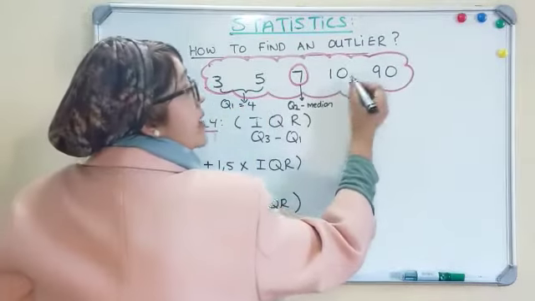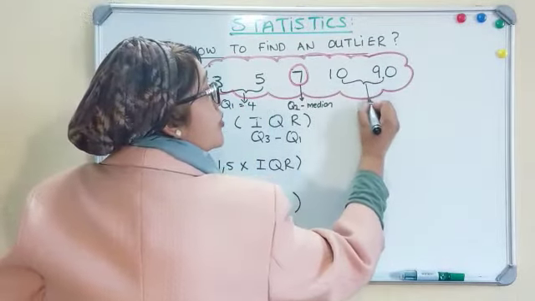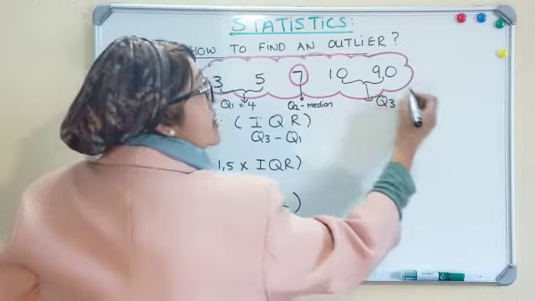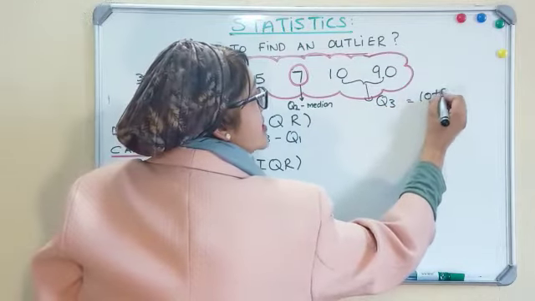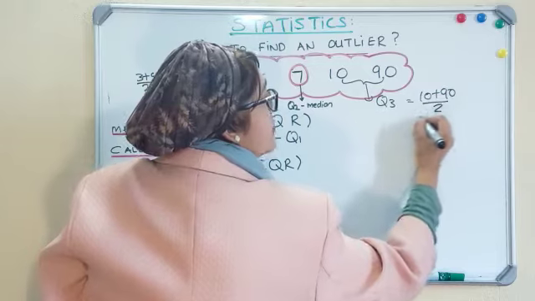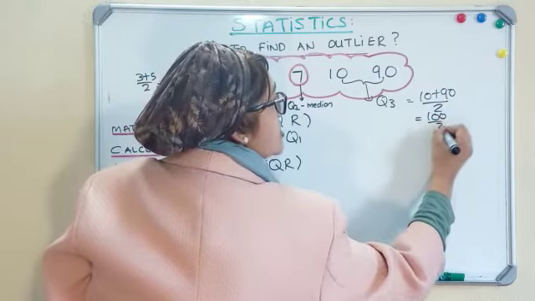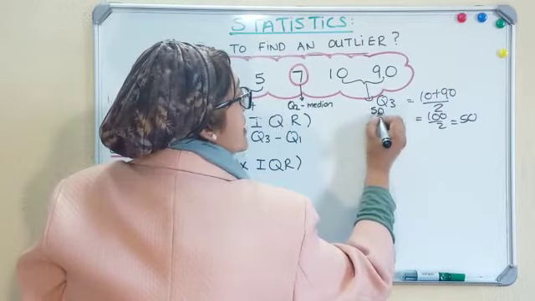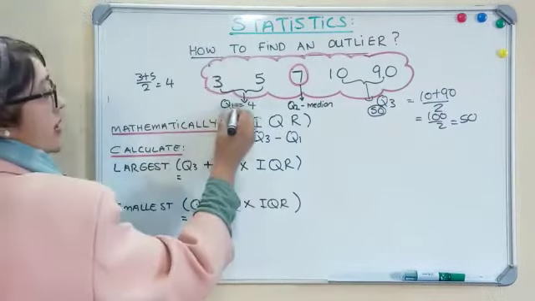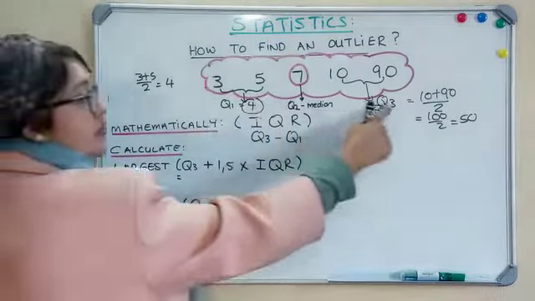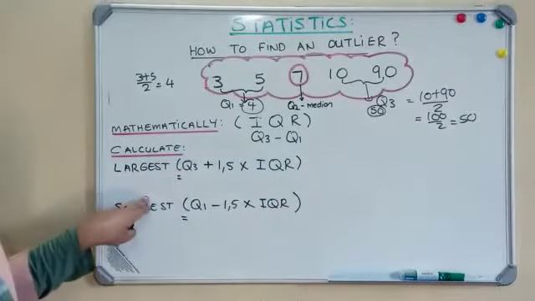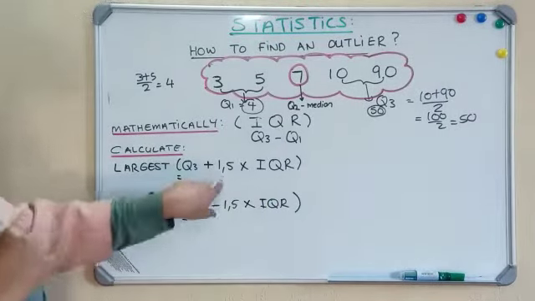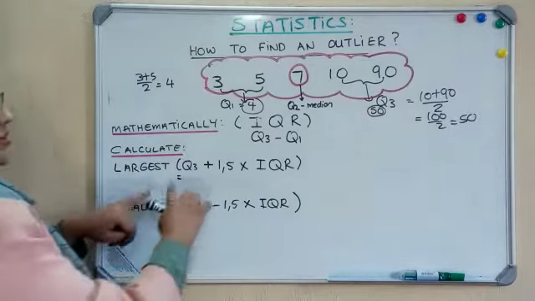And between these two numbers, I need to find my Q3. Okay, so it's 10 plus 90 divided by 2, which is 100 divided by 2, which gives me 50. So Q3 here equals 50. Okay, so I've got my Q1, I've got my Q3. Now we can go and substitute this into this formula and find out our outliers.